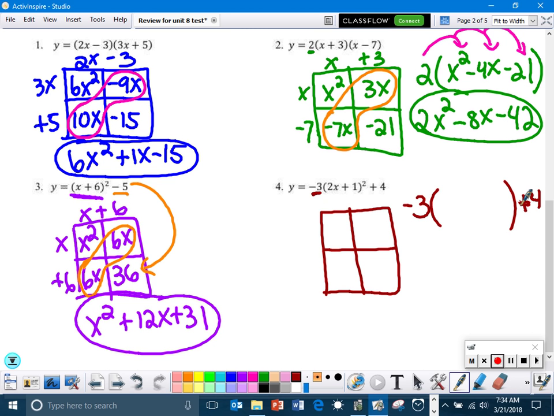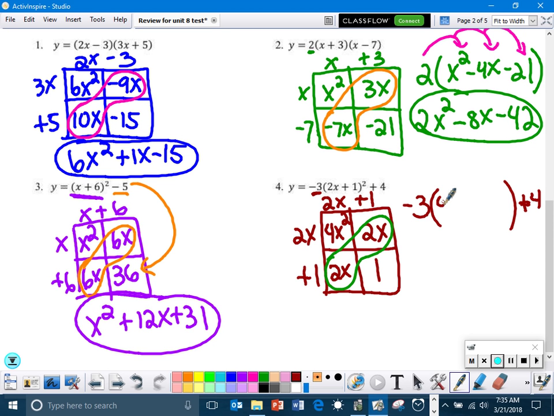All right, so let's take the 2x plus 1 and multiply it by itself. Now remember, this is called the vertex form of an equation. 1 and 2 were called the factored forms of the equation. So we're changing them both to standard form. All right, let's multiply. 4x squared, 2x, 2x, and 1. These 2 get added.